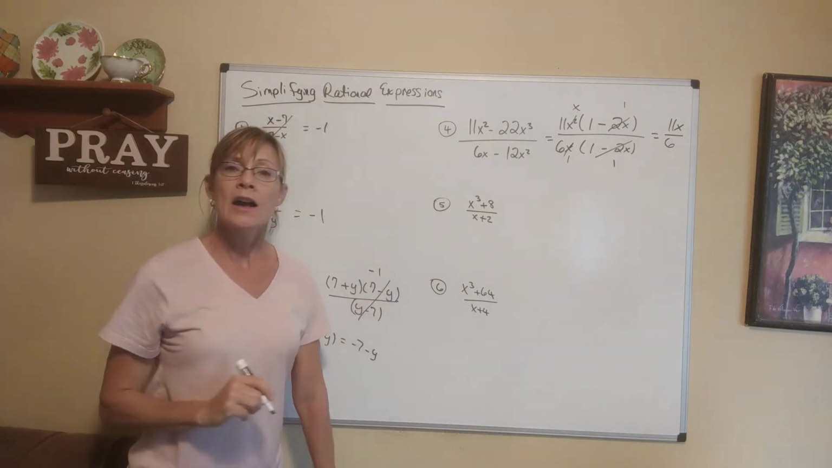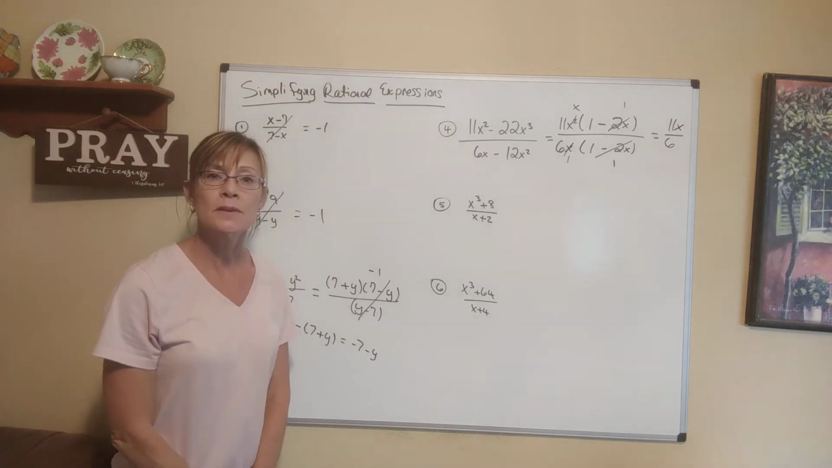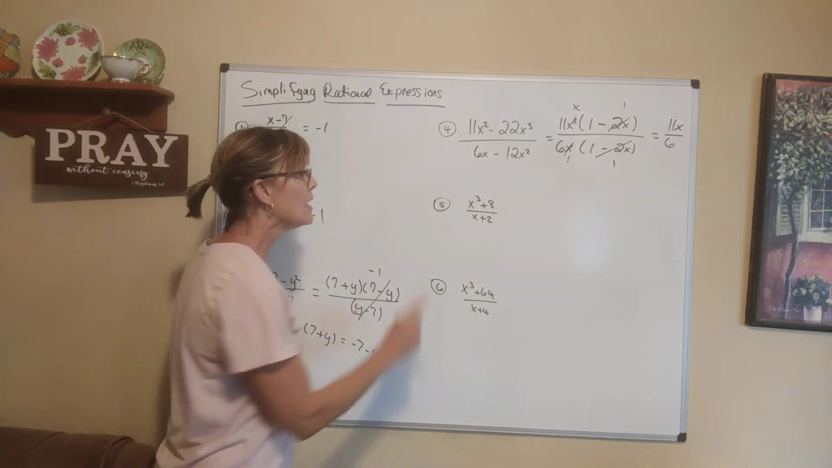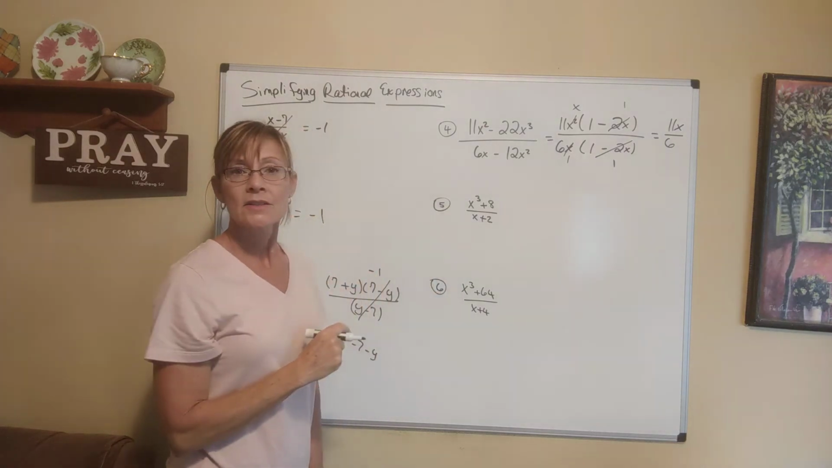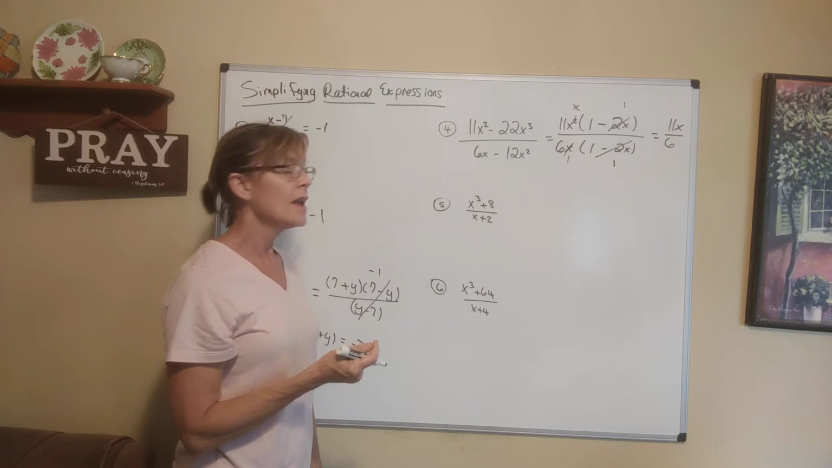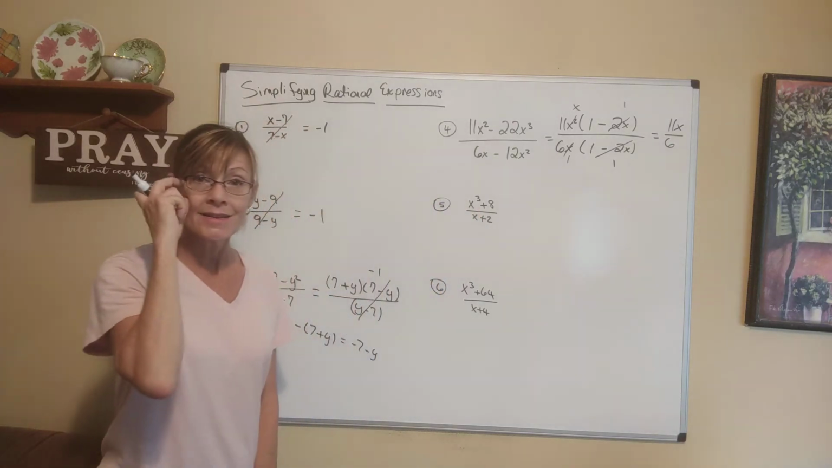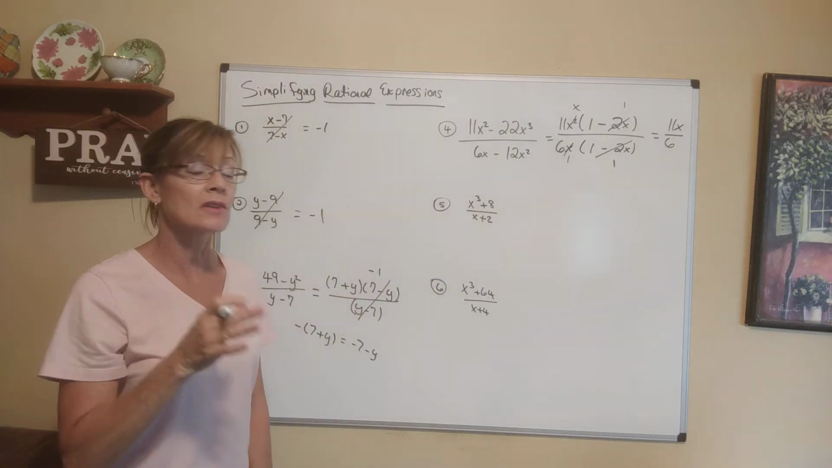All right, let's look at 5. We have x cubed plus 8 over x plus 2. What students love to do, which is not right, is take this x and divide into that x cubed. Not okay, because I see these are being added, not multiplied. You have to factor this first.